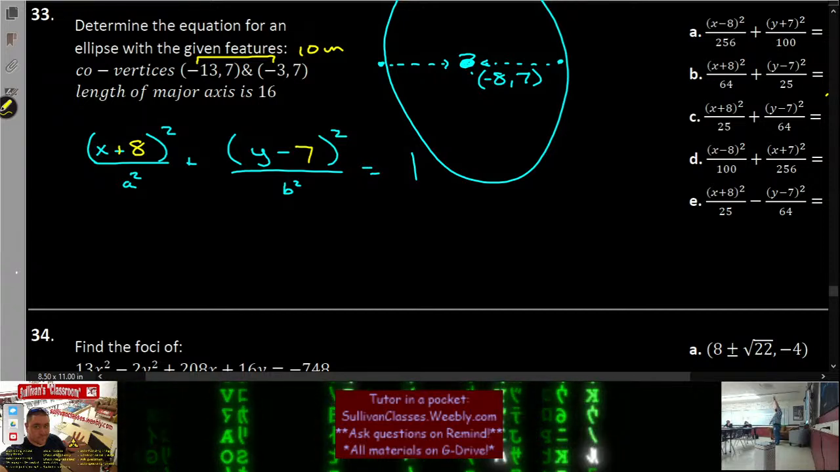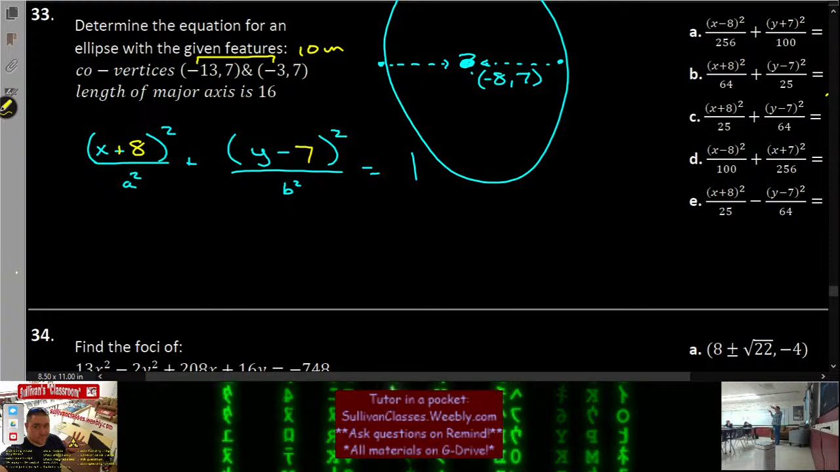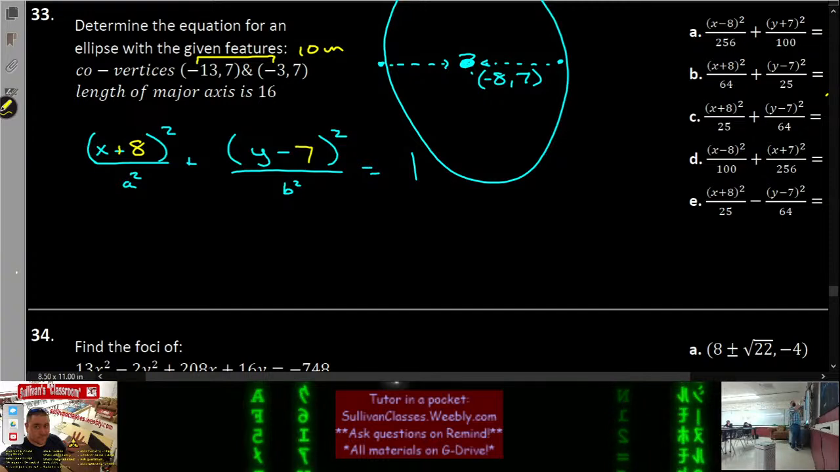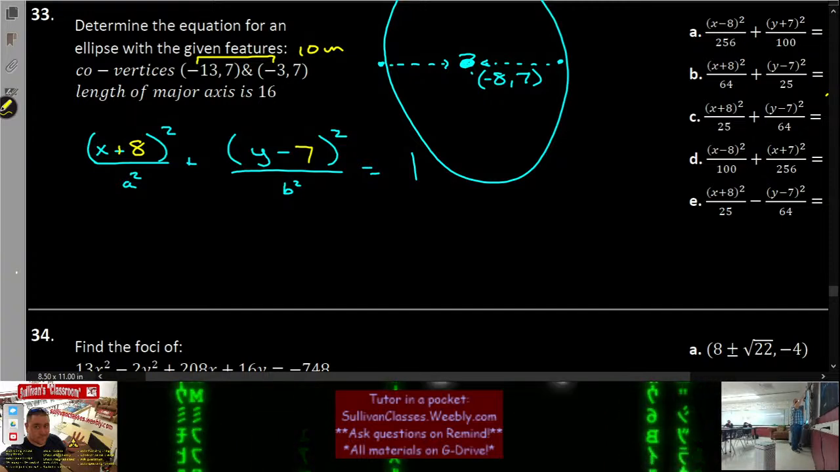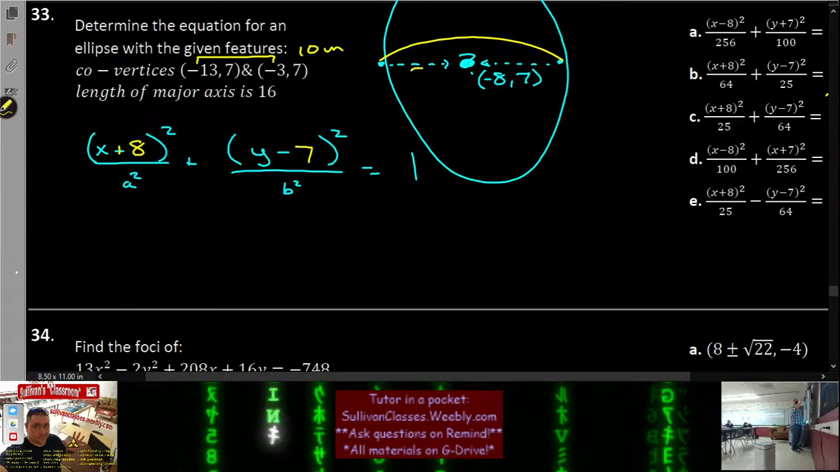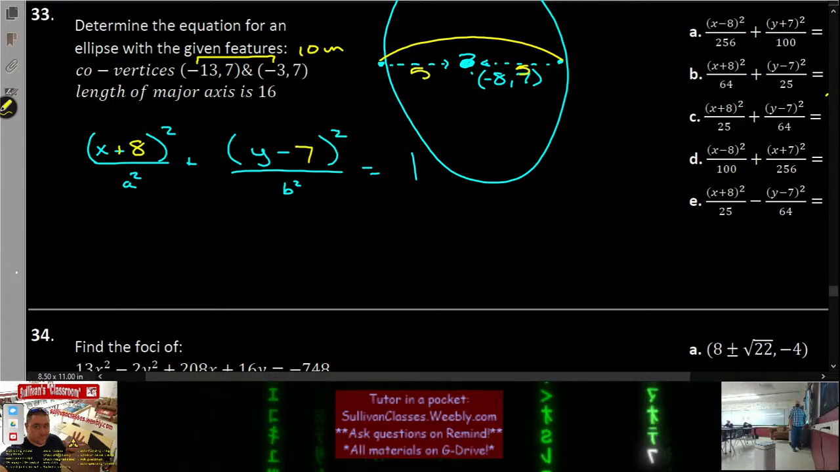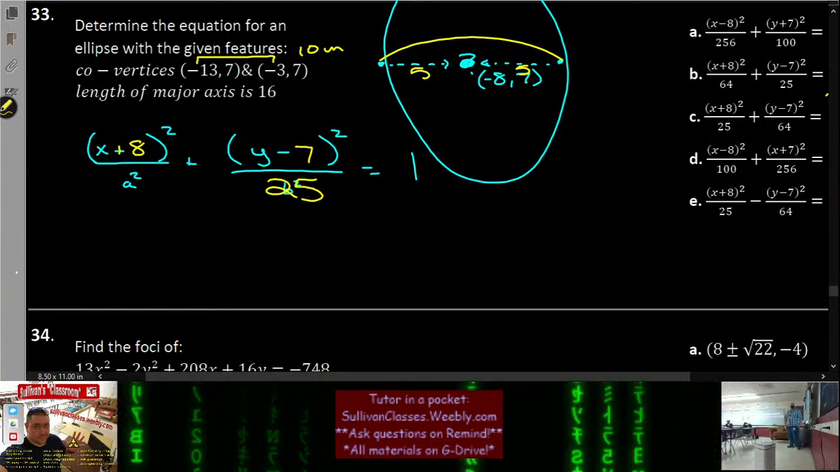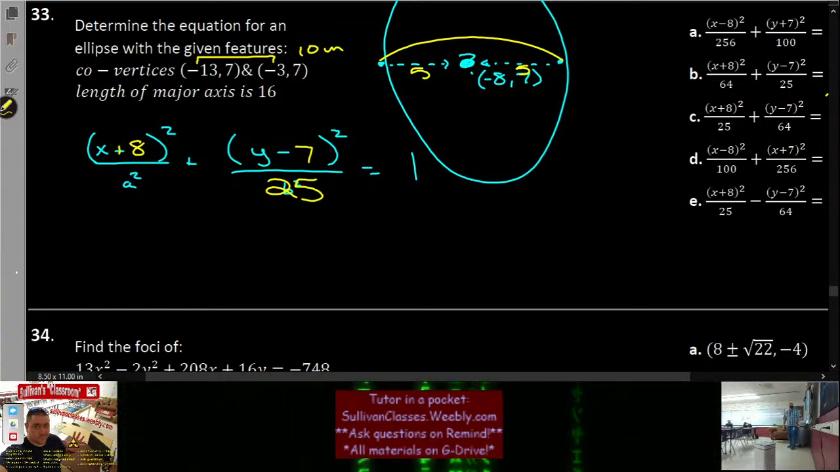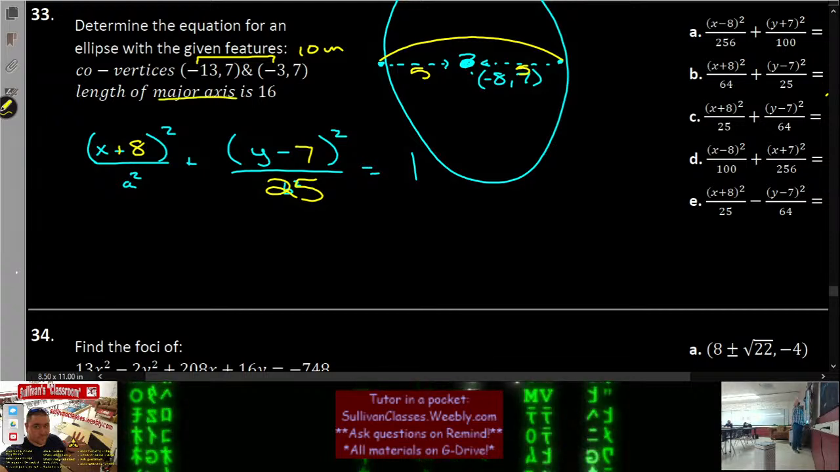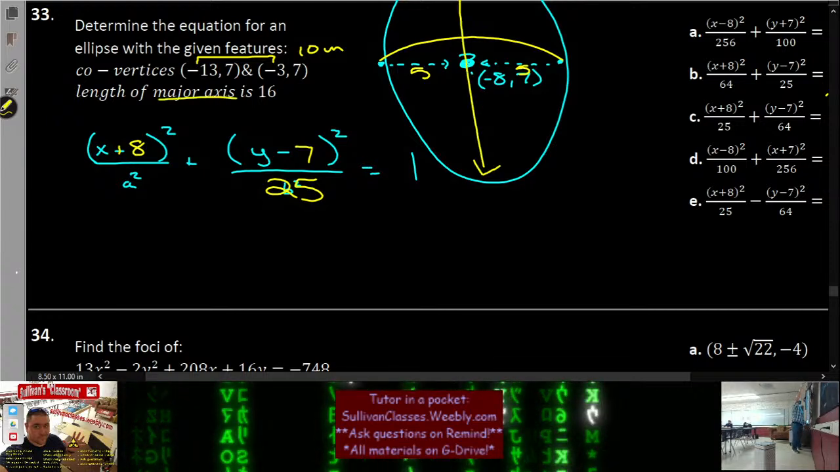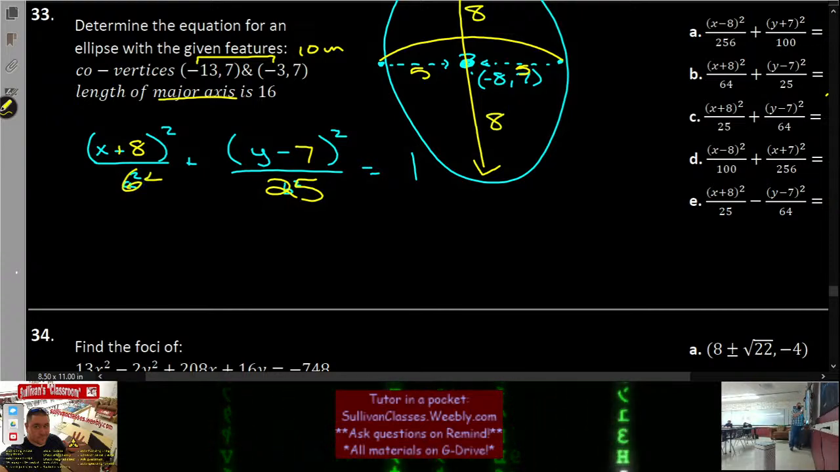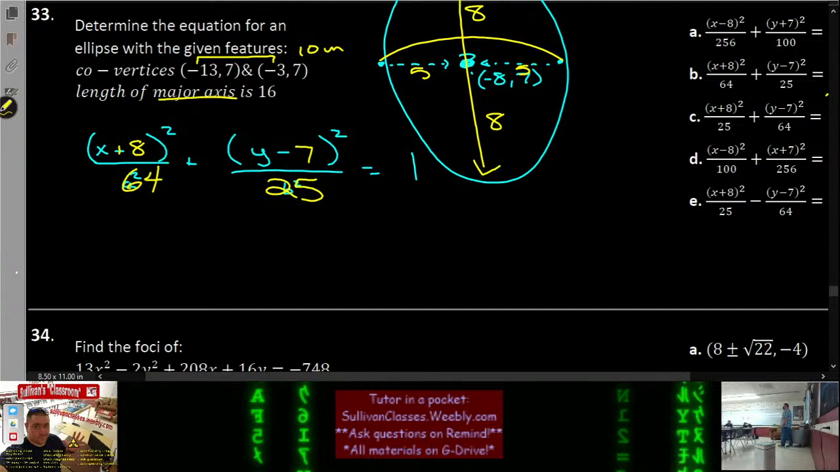Because we use A to get the vertices and B to get the co-vertices. So if this is 10 units, that means from here to here is 10 units. That means B is 5, so B squared is 25. If the major axis is 16, then I know A. And if I know A, I know A squared.